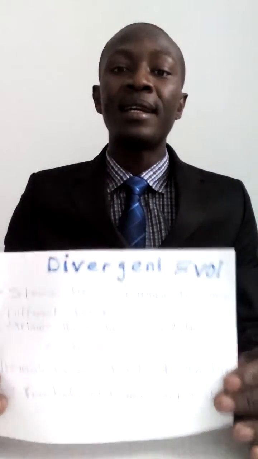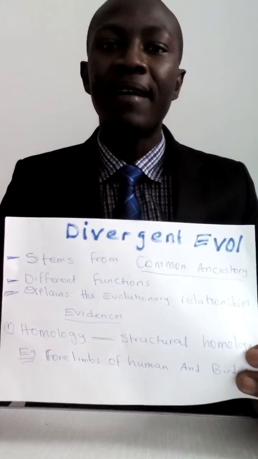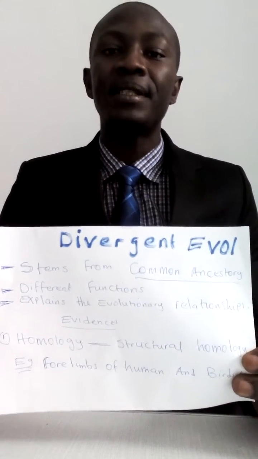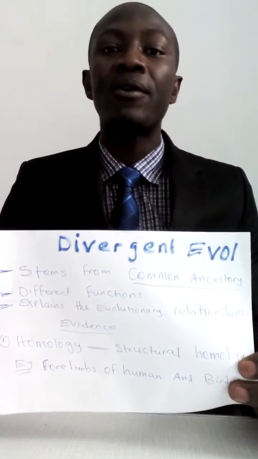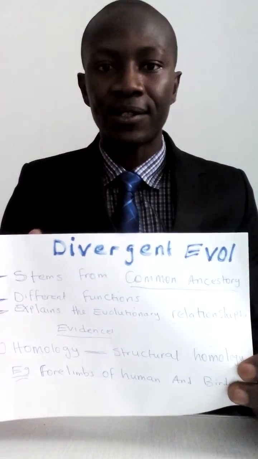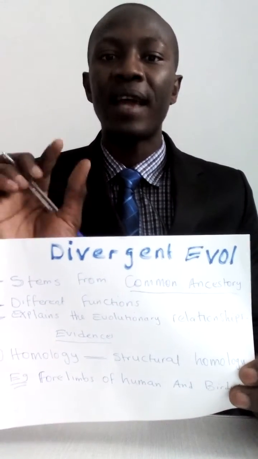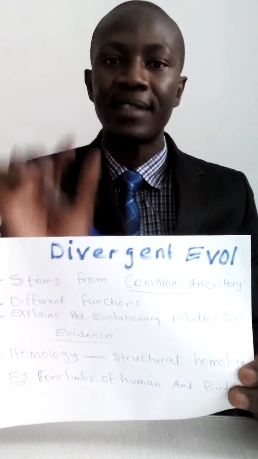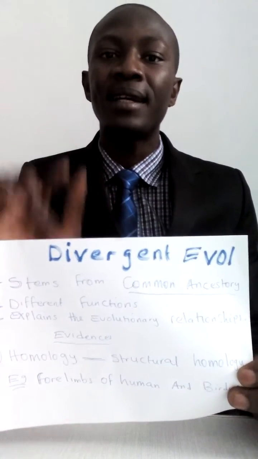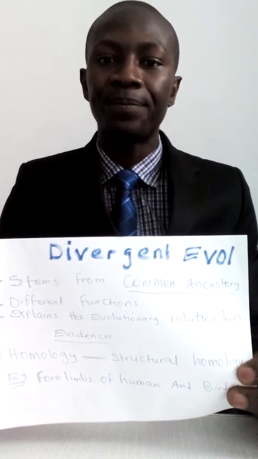Divergent evolution. Now, as you can see here, in divergent evolution, these two traits all came from the same ancestor, with lots of evidence to qualify that statement. But first, let's know that they came from the same ancestor. The second point is they came from the same ancestor, but they serve different functions. The two traits serve different functions.